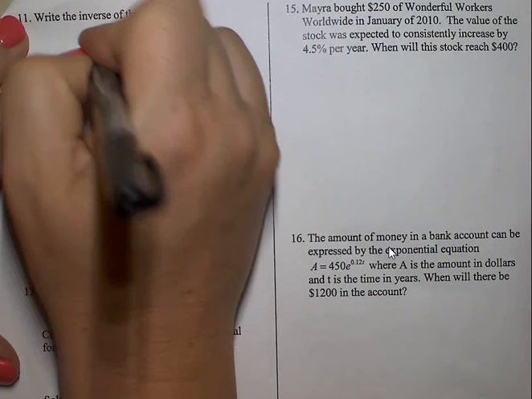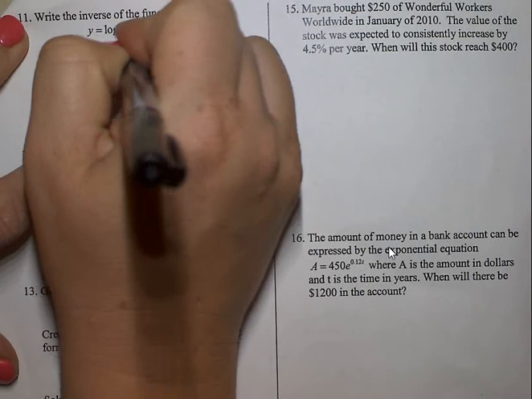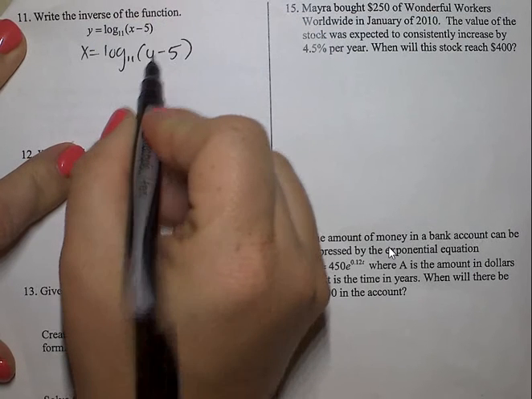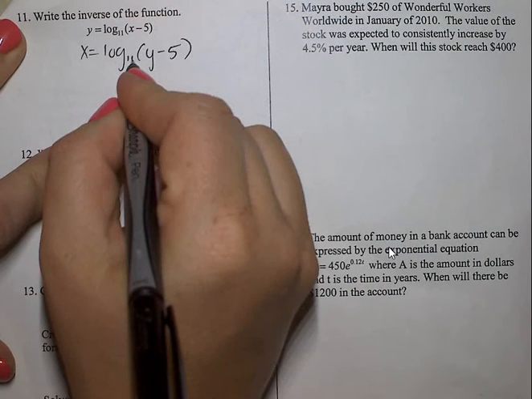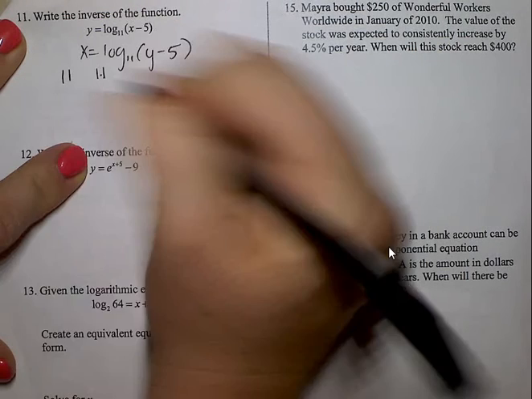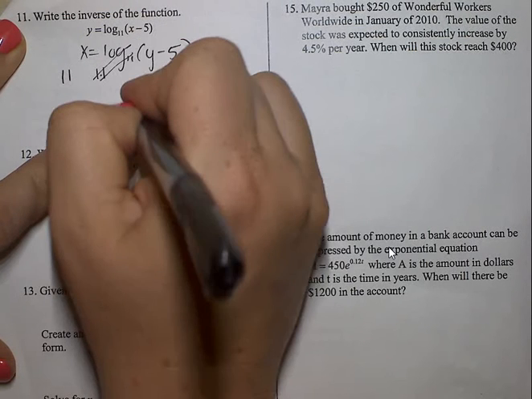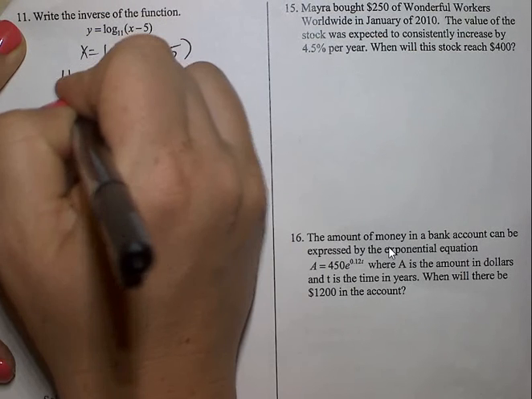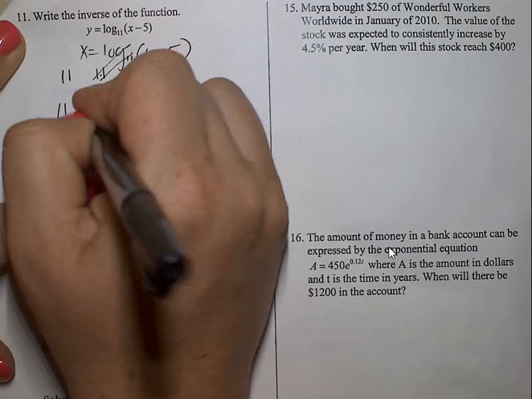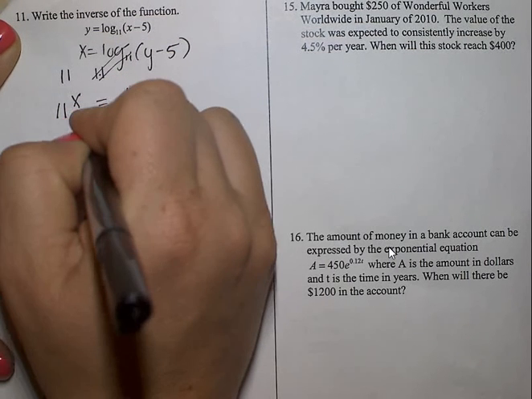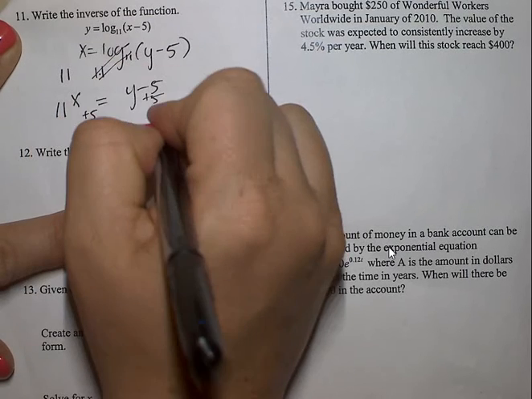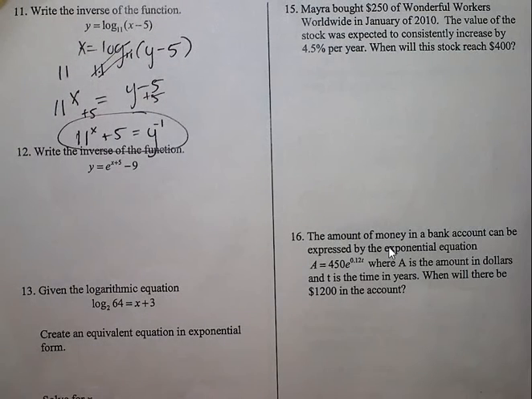Switch the X and Y. Now isolate the Y. So we want to eliminate log base 11 and make this into an exponent. There's your base. Exponent, there's your base. Now move 5 to the opposite side by adding. And you have 11 raised to the x plus 5 equals y. Denote it as an inverse. Done. So I'm done with 11. Check your answer to number 11.